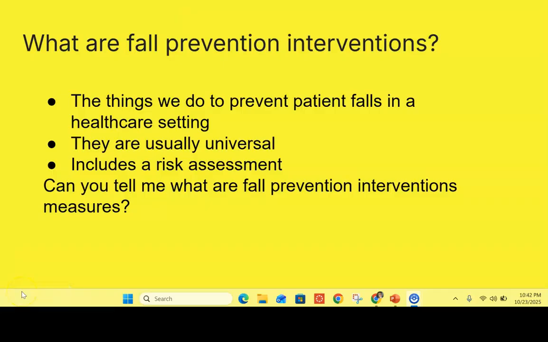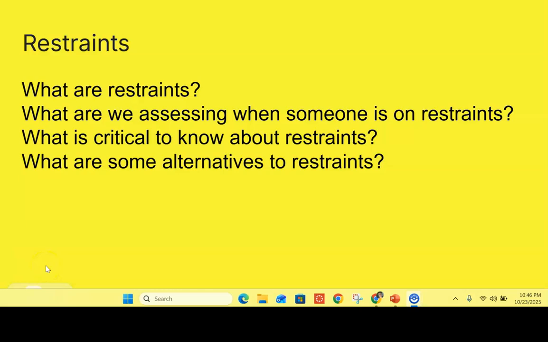All right, and so those are all your fall prevention interventions. In the next slide, we will move to restraints. So what are restraints? Patient restraints are devices or interventions used to restrict a patient's movement, usually to prevent harm to themselves or others or to facilitate a medical treatment. They are considered a last resort in healthcare and must be used ethically, safely, and with appropriate oversight.